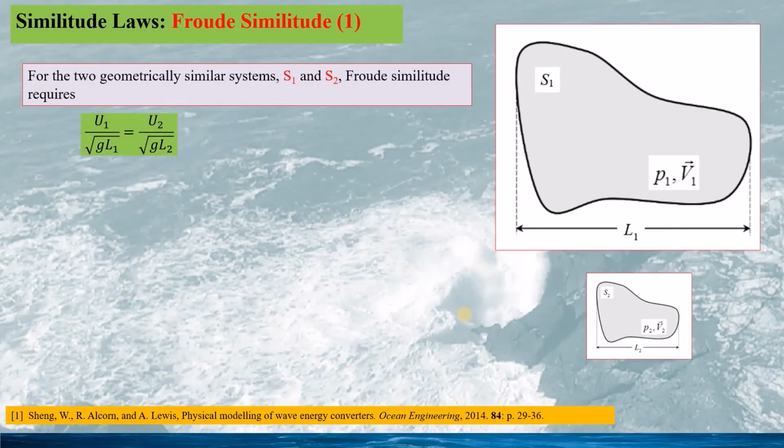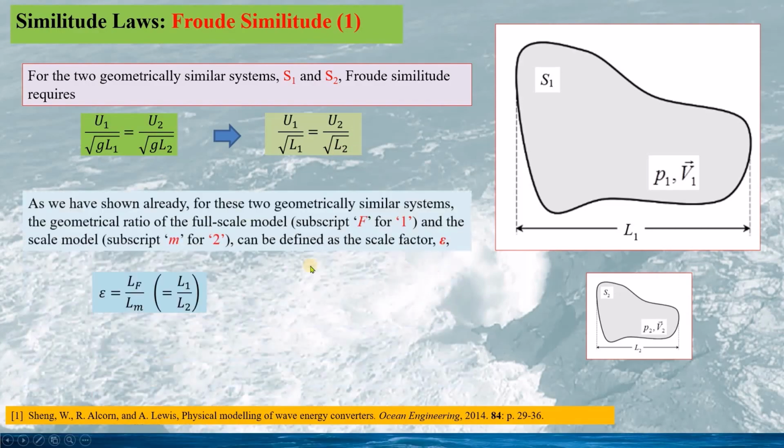Suppose we have the geometrically similar systems S1 and S2. Here, S2 is the target small-scale model for tank testing. The dynamic similarity would require the Froude similitude, for which the Froude numbers for S1 and S2 must be the same as this. And we can cancel out the constant, the gravitational acceleration g, so we have the relation in this form.